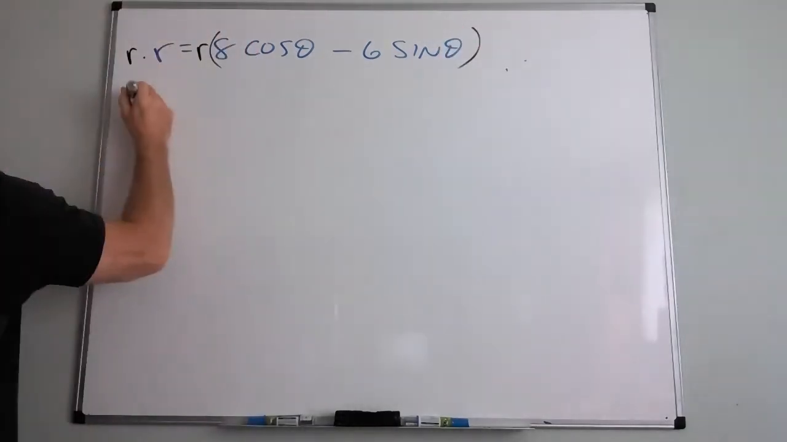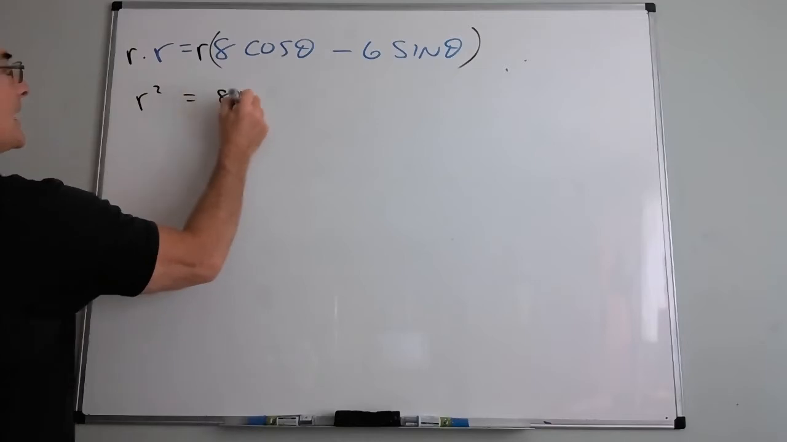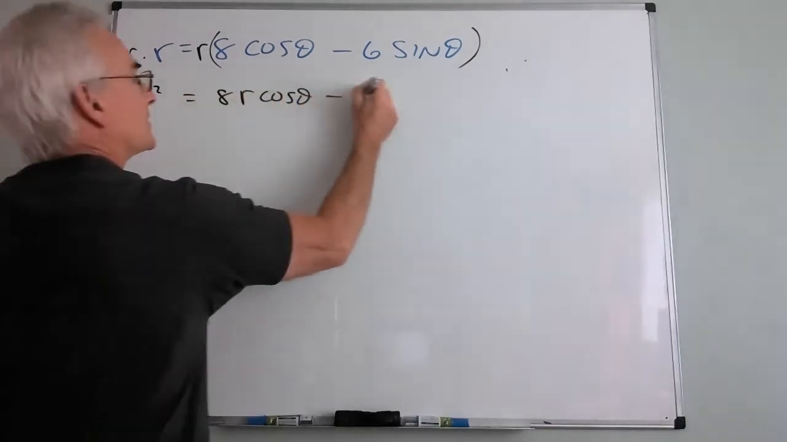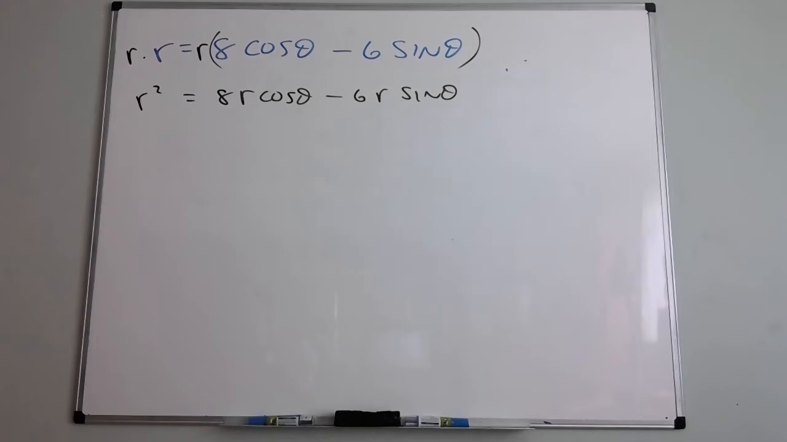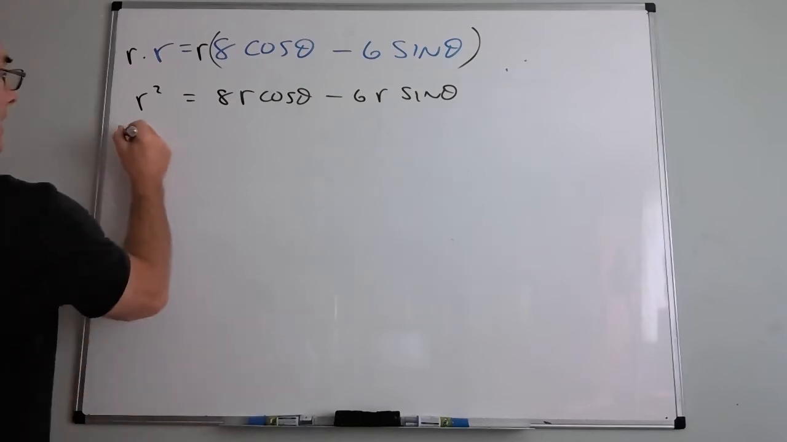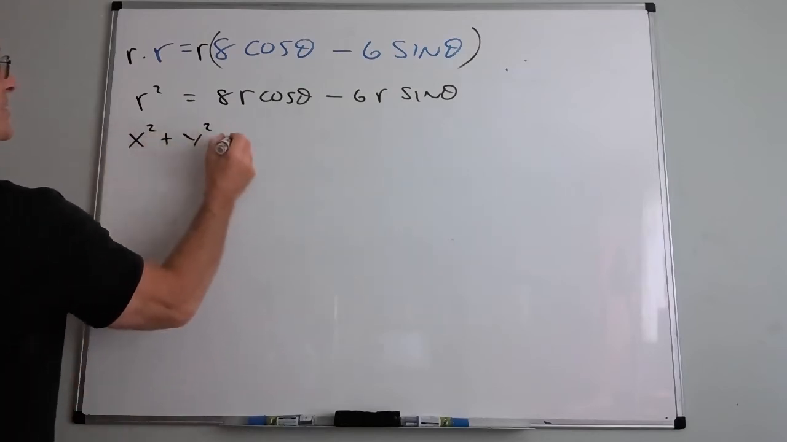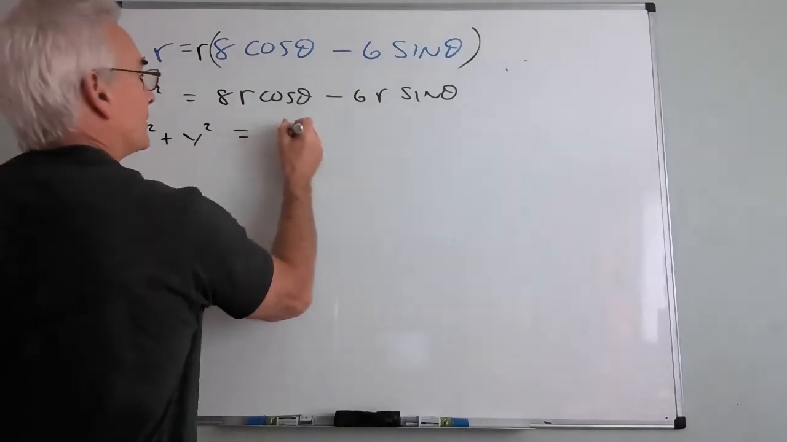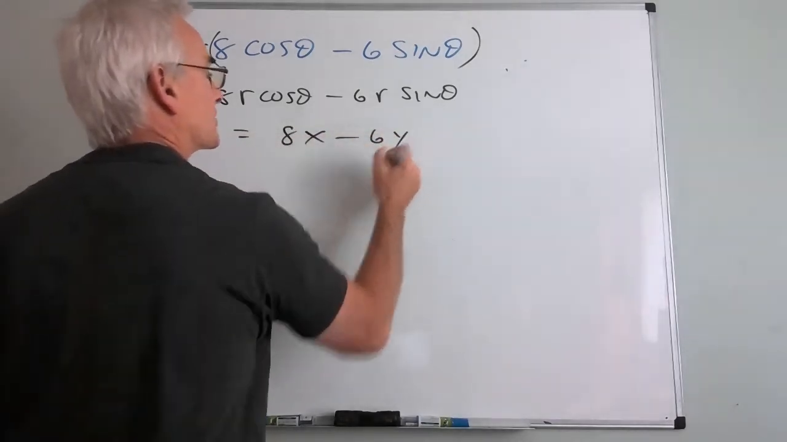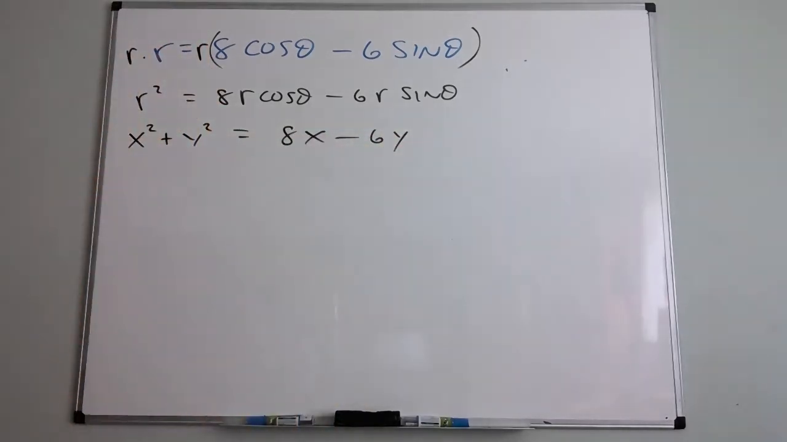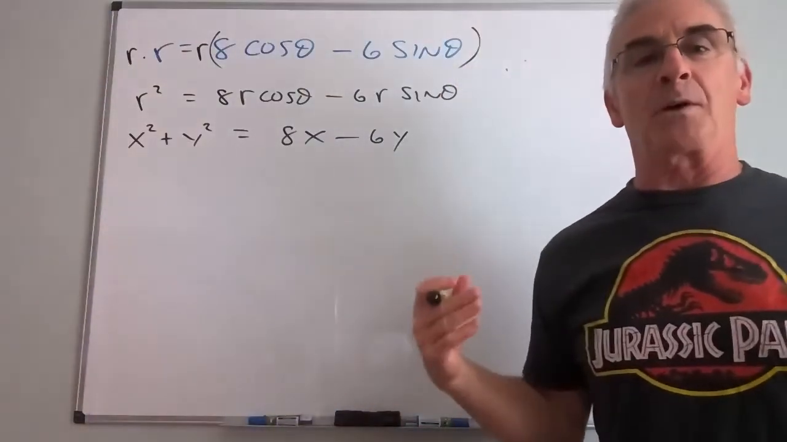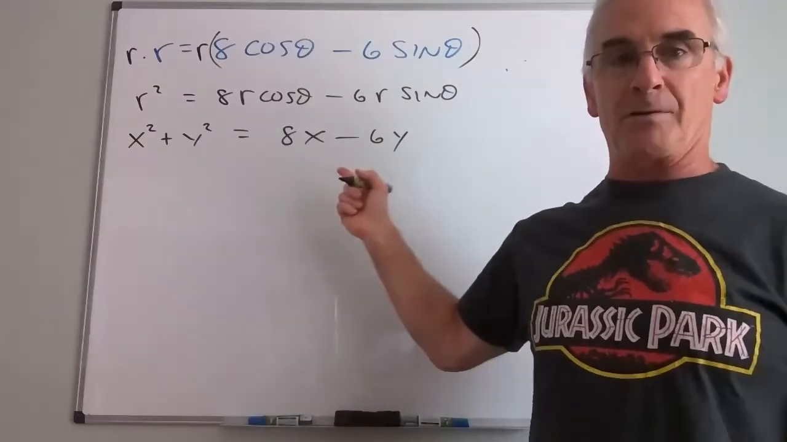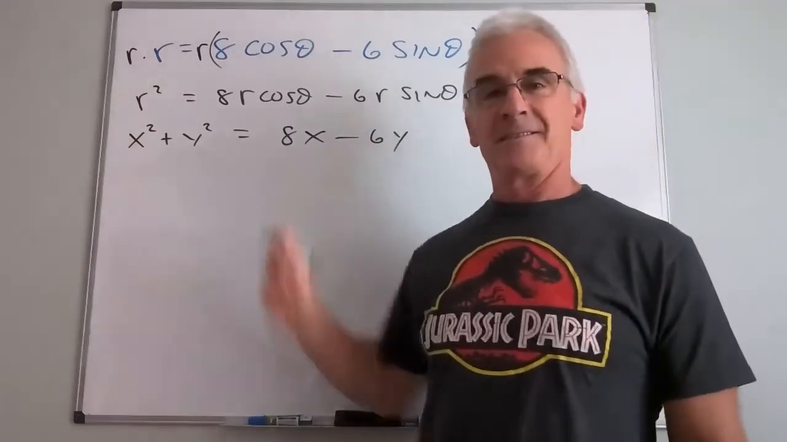And when I do that, the left side will be r squared, the right side will be 8r cos theta minus 6r sine theta. And now my substitutions are easy and hopefully obvious. Now on the left side, I have x squared plus y squared. On the right side, I have 8x minus 6y. Now, if you didn't already do this problem, I mean, you've already done this problem. What is this? Can anybody tell me what this is? Just what was the first thing you had in mind when you got this far? Anybody? A circle? It's a circle.